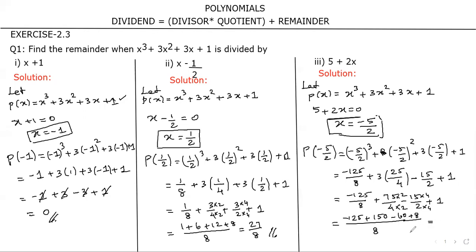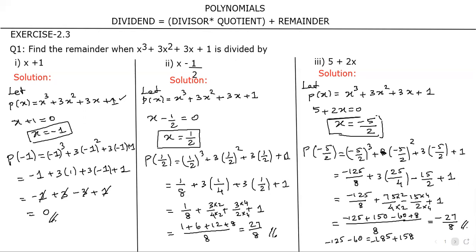So just simplify this. Here negative 125 and negative 60, you can just add these two. So negative 125, negative 60, adding, it will be negative 185. 150 plus 8 is 158 over 8. So minus 185 plus 158, you have to just subtract them. The answer is negative 27 over 8. So this is the answer here.